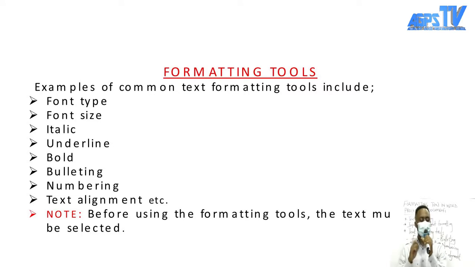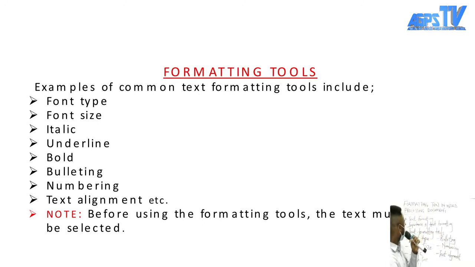Now, note that before using the formatting tools, the text must first be selected. Before you can apply any of these formatting tools on a text in a word processing document, you must first select the text. Good. So now let's practically look at how some of these are done.